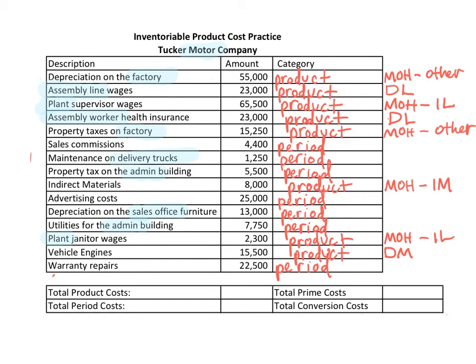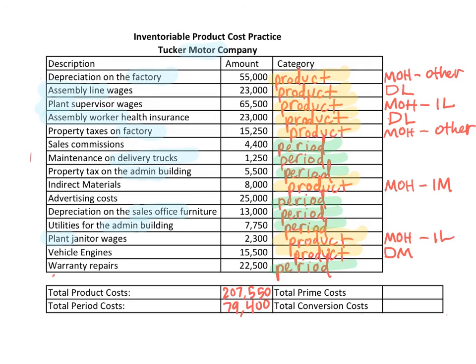So our first task is to compute total product costs. I'm going to shade all of the product costs in yellow. Add these costs up and you get $207,550. Now let's do the same thing for period costs. I'm going to mark all these with a little green shading. Add these up to get $79,400.